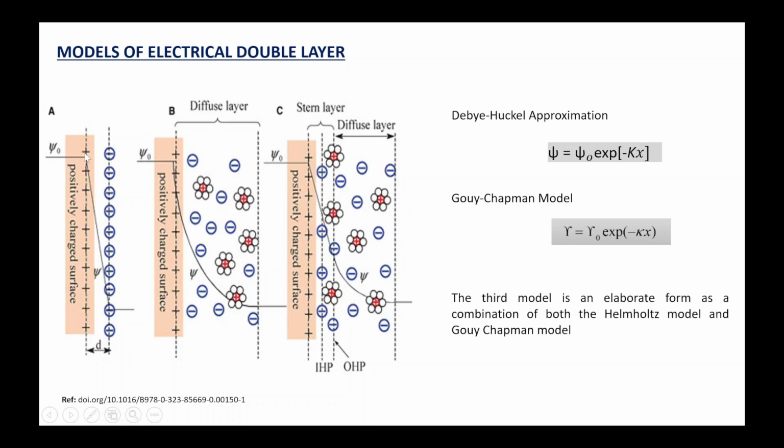These two graphs depict the variation of potential with distance. In the case of the Helmholtz electrical double layer model, since the counter ions and the surface are very close to each other, the potential varies linearly with respect to the distance.